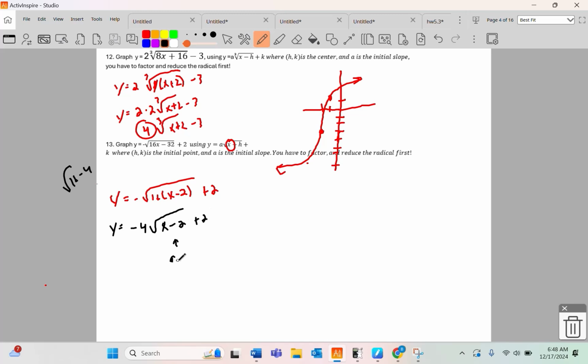And here we have a right 2 and an up 2. And here is our initial slope. So right 2, up 2. And we have a slope of negative 4. 1, 2, 3, 4, and run right 1. And we draw the arm because we know what mom looks like. Because mom was the square root. That's what she was.